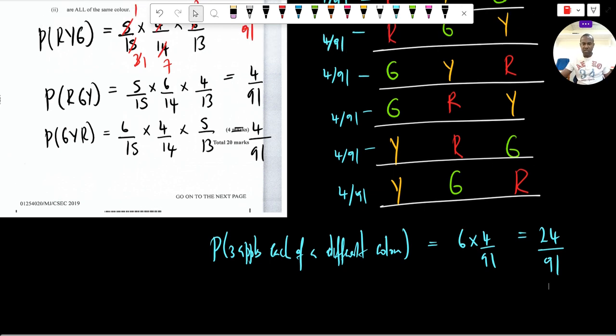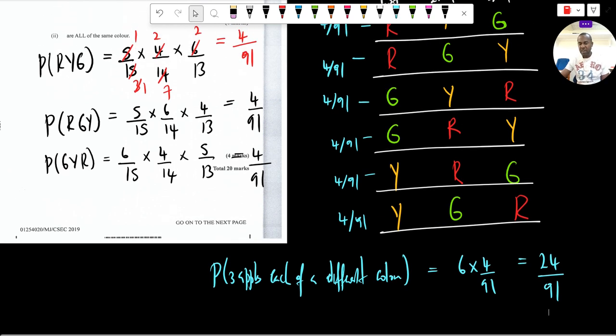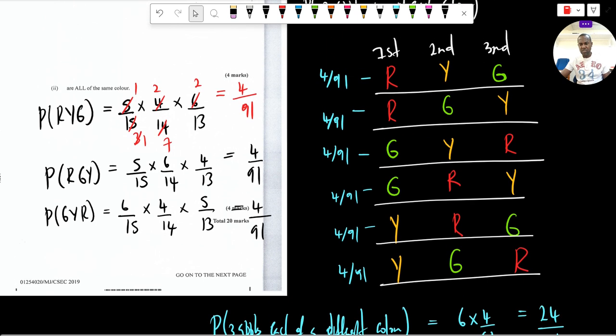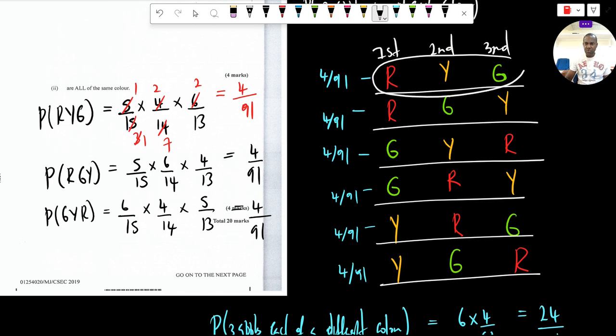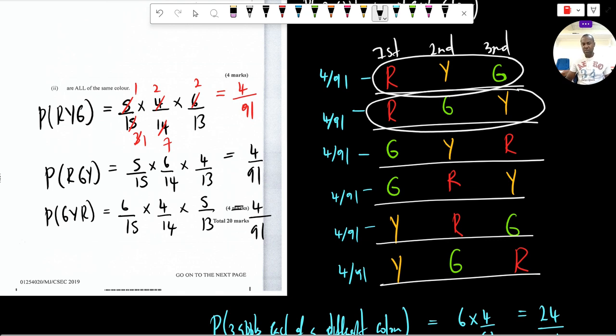And of course, the same result would have been obtained if we just added the 6 fractions of 4 over 91, because these events are mutually exclusive. What exactly does this mean? If for the 3 you get a red, a yellow, and a green in that order, then you simply cannot get a red, a green, and a yellow. So they are all mutually exclusive, and so we basically add the individual probabilities. Okay? So that is that part of the question there.